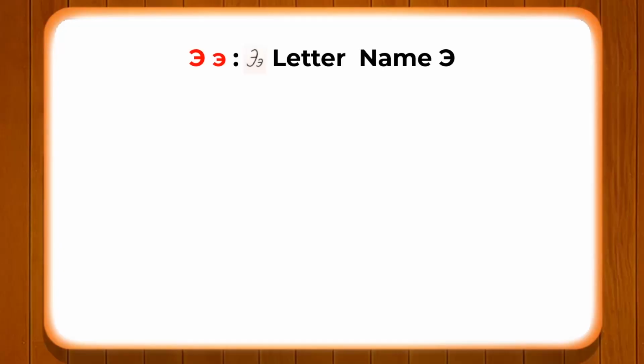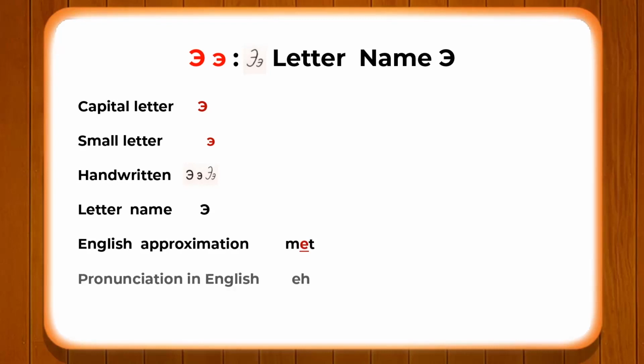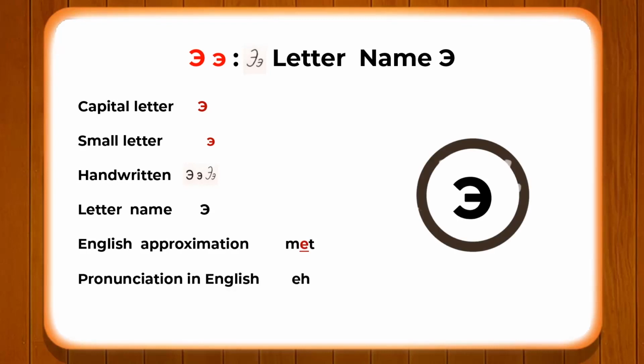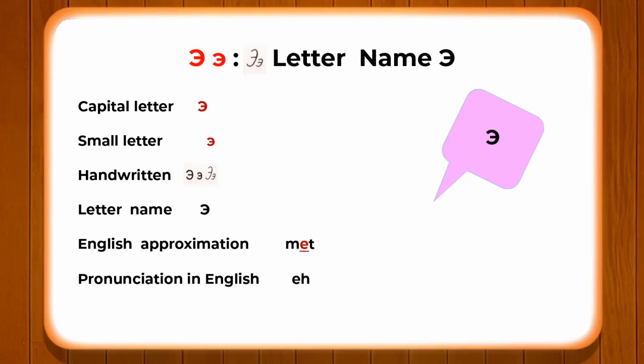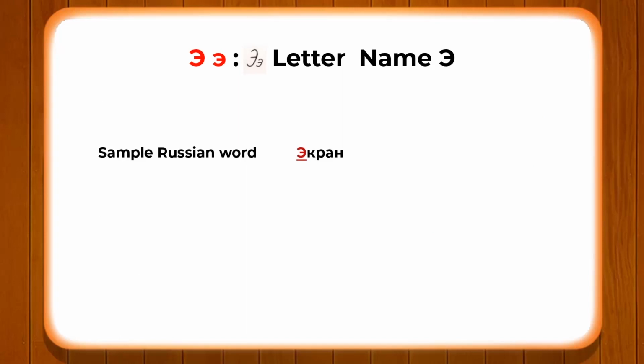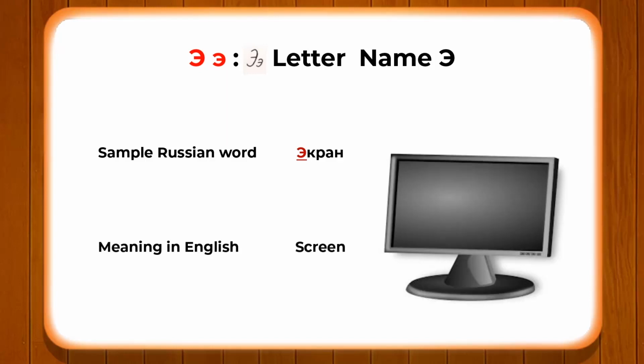Alright, now we will go ahead and look at the new letter. The letter's name is A. And with the help of an English approximation word, A in met. A sample Russian word which we have used so that you understand it properly is ekran, which means screen.